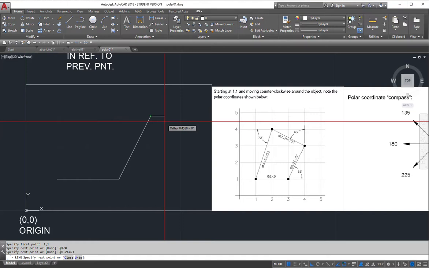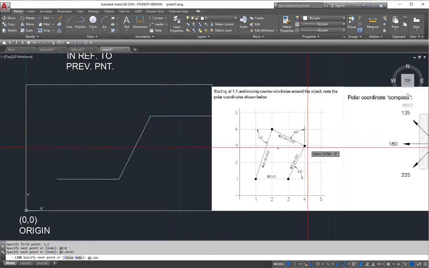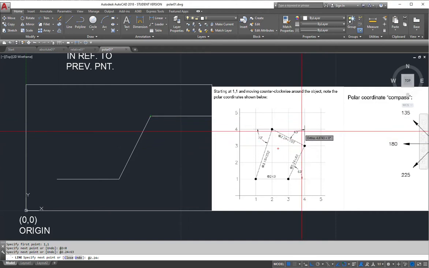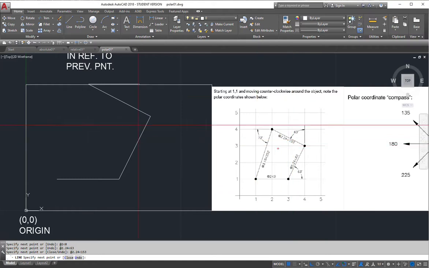Okay, so the next one is going to be at 2.24 my distance less than, so we said that there's a 63 degree, but we are already at 90 right here, so it's a 63 plus a 90, 153 degrees. Then I hit enter. You can see it went outside of my border a little bit, but I can fix that one easily. It's not part of the drawing anyways.